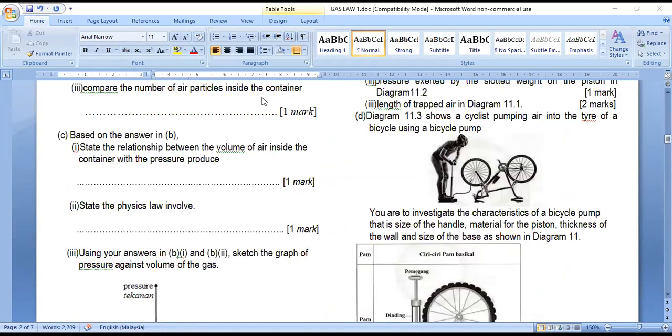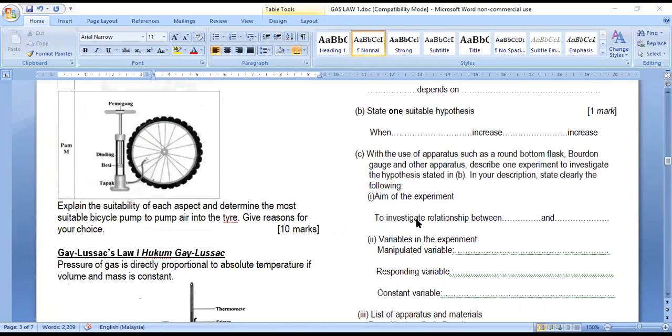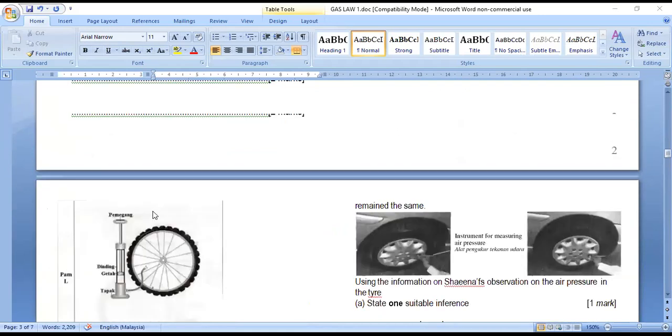Okay, next. So diagram 11.3 shows a cyclist pumping air into the tire of a bicycle using a bicycle pump. You're asked to investigate the characteristics of the bicycle pump, that is the size of the handle, material of the piston, thickness of the wall, and the size of the base. So you're supposed to choose the best bicycle pump. Explain the suitability of each aspect and determine the most suitable bicycle pump.